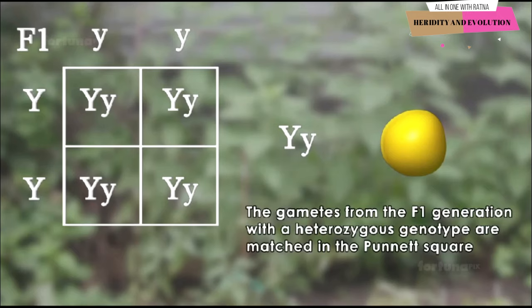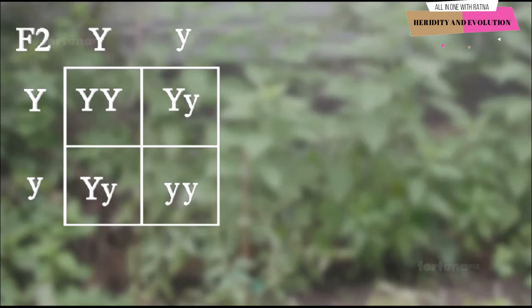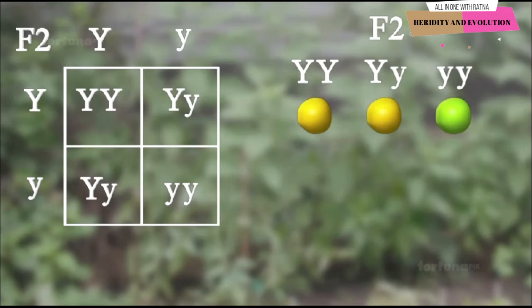The gametes from the F1 generation with a heterozygous genotype are matched in the Punnett square. Now let's look at the F2 generation using the Punnett square and observe the changes that occur. The square reveals that the F2 generation actually yields three kinds of plants, unlike F1 which only had the one type.